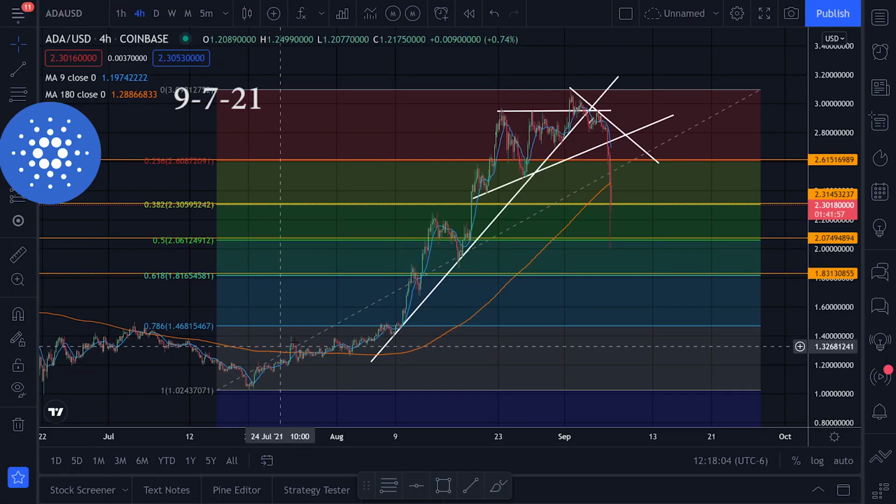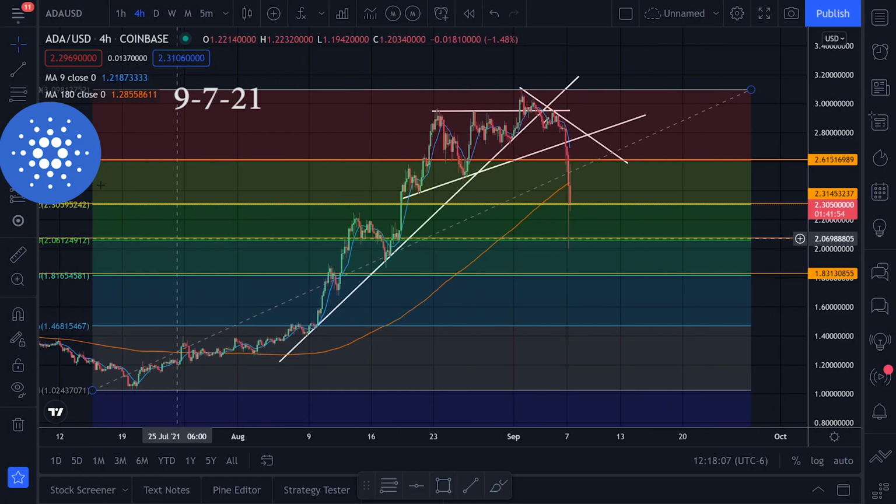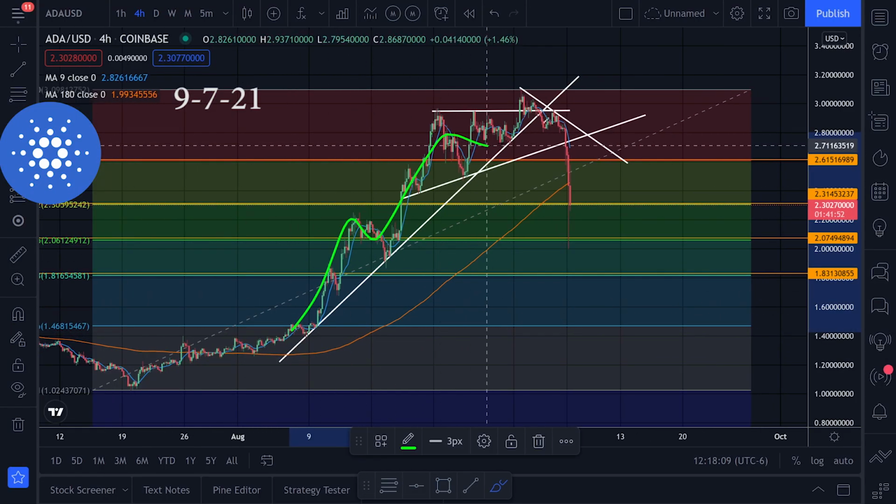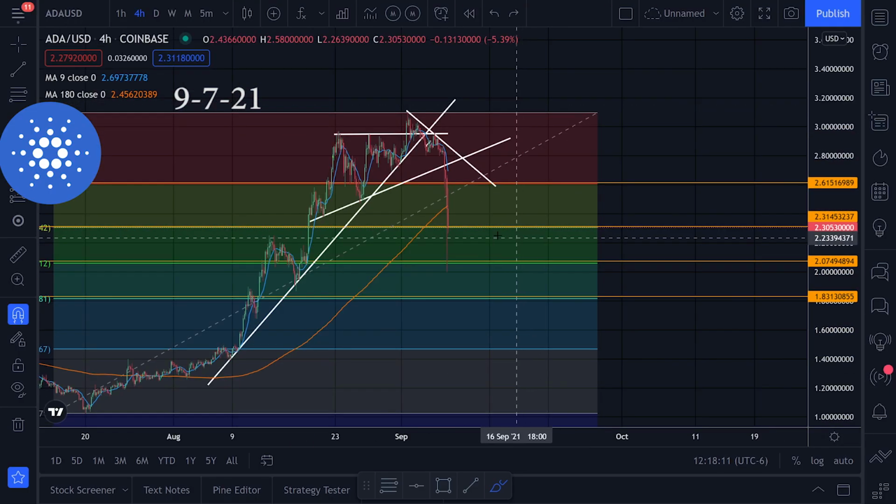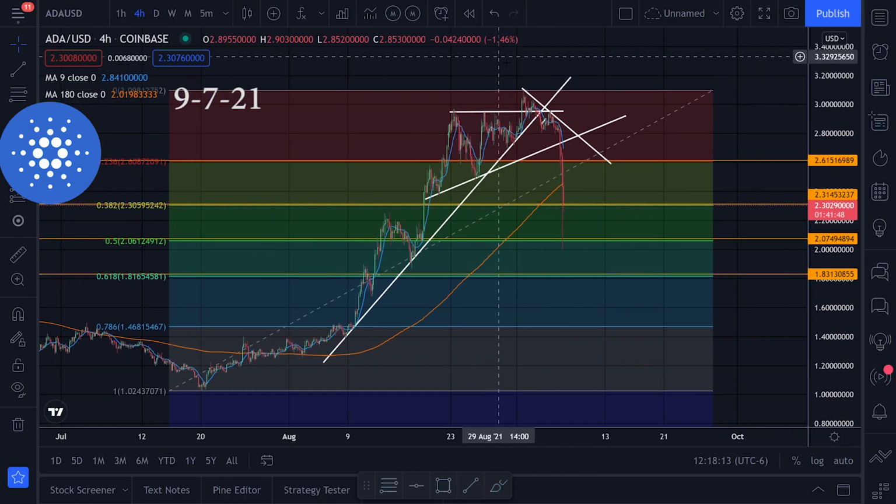All right, let's take a look at the chart action for Cardano. All right, so this is my chart and this is what I've been looking at for the past couple days. Let's kind of delete everything and I can show you pretty much how we got here.